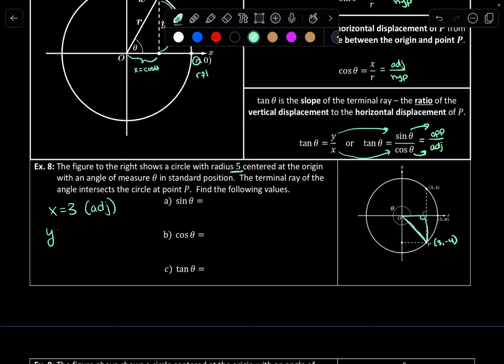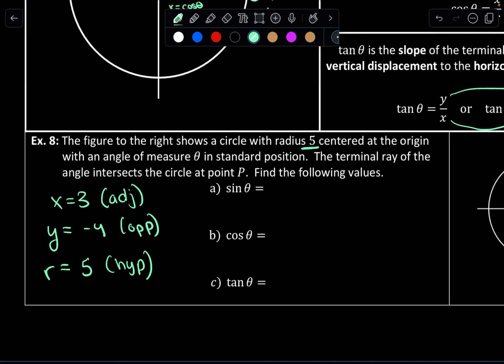And then we have our y coordinate is equal to -4. That's going to be our opposite side for the triangle. Now we also need our r. Our r we were told is 5, and that's going to be our hypotenuse. So now when I'm identifying sine theta, we are still going to do opposite over hypotenuse. So thinking of SOHCAHTOA, opposite is going to be y, and then the hypotenuse is going to be r.